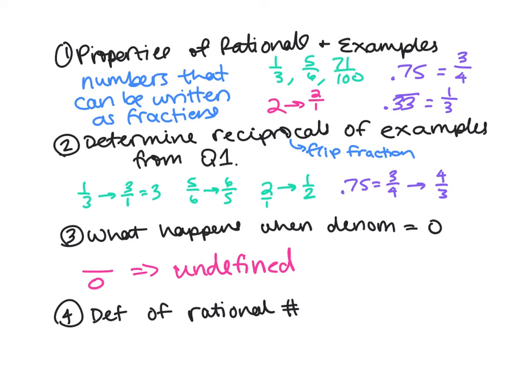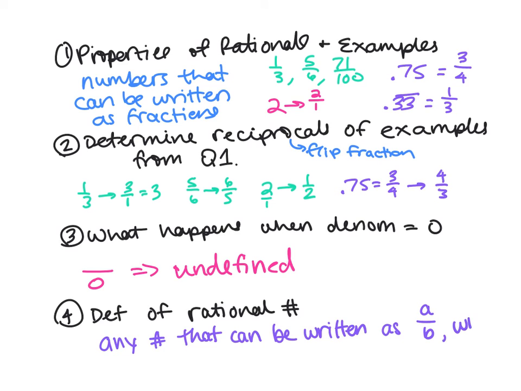So the official definition of a rational number is any number that can be written as a over b, so meaning as a fraction, where b does not equal 0. So that's kind of your official definition of a rational number. So now we're going to get into looking at the functions when we have variables in our fractions and what those graphs look like.